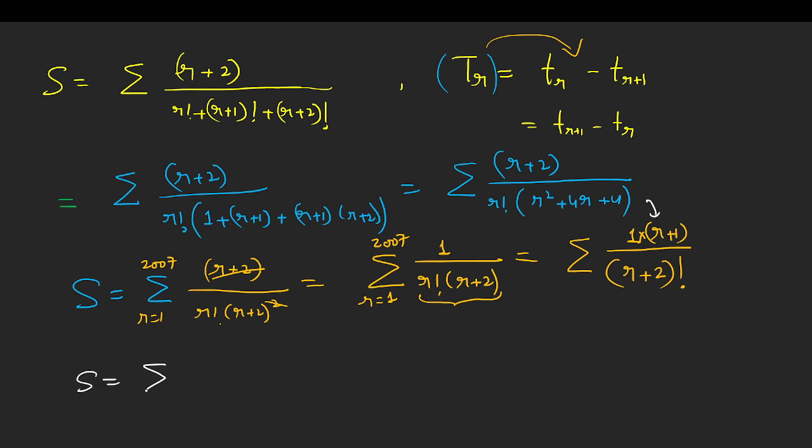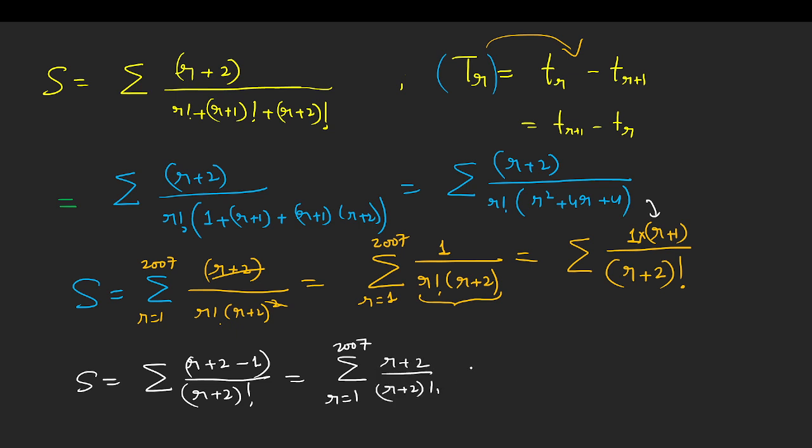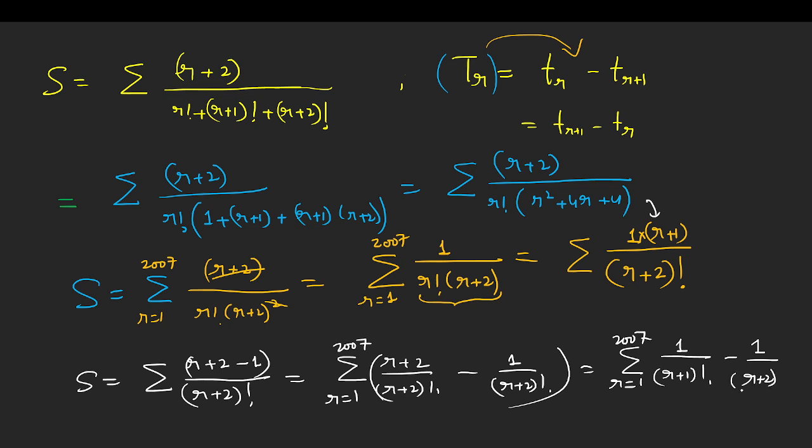So S is nothing but the summation. Now I'll be writing it as r plus 2, adding 1 and subtracting 1. I think all of you now get the idea what I am up to here. So r is equal to 1 to 2007, r plus 2 over r plus 2 factorial minus 1 upon r plus 2 factorial. All of you agree now, bachcho? So it's r goes from 1 to 2007, and this is 1 upon r plus 1 factorial minus 1 upon r plus 2 factorial. Isn't that the difference of two consecutive terms? I think it is, haina bacchon? So that's the difference of two consecutive terms which we get here.